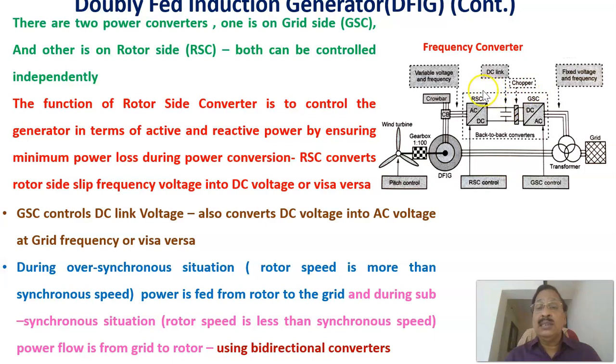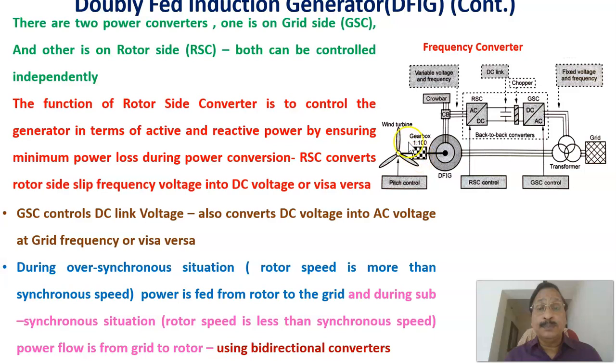That is, during the super synchronous case and the subsynchronous case, the power flow will be in the opposite direction. Therefore, power is taken from the grid into the rotor, or from the rotor it is going to the grid. That is the one thing. Second, the stator is directly connected to the grid. That is why it is called doubly fed induction generator.